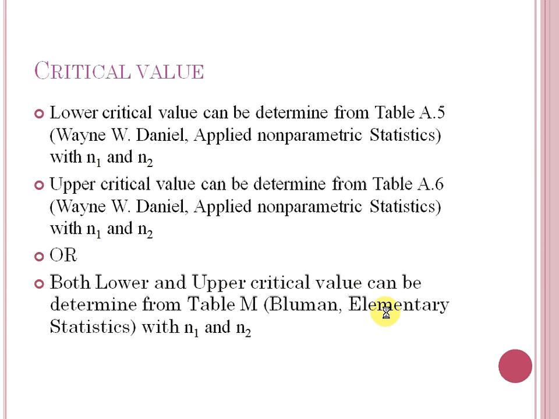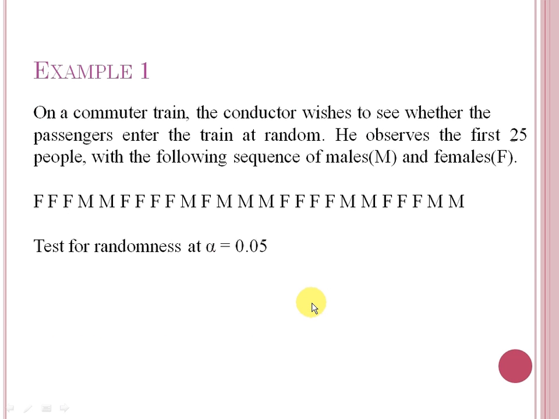The critical values we can find from Table A5 and Table A6 in Wayne W. Daniel's textbook, Applied Nonparametric Statistics, or we can get both the lower and upper critical values from Table M in Bluman's Elementary Statistics textbook. In this video, I'm using Table M from the Bluman textbook.